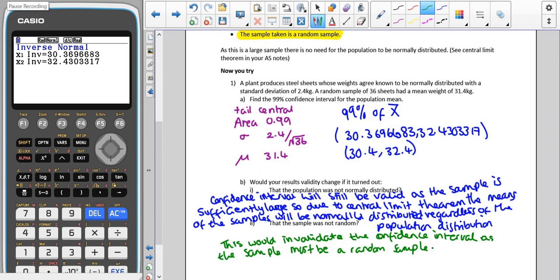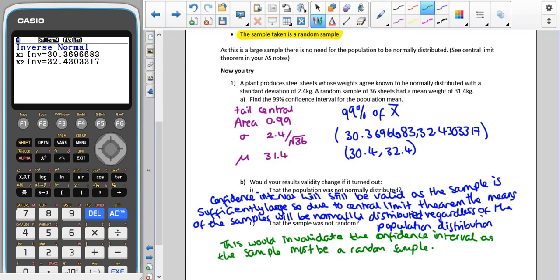Okay, so hopefully you've given the Now You Try question a go. So here we have a plant that produces steel sheets whose weights are known to be normally distributed with a standard deviation of 2.4. So that is our population standard deviation. A random sample of 36 sheets, so that's our large sample, has a mean of 31.4 kilograms. Find a 99% confidence interval for the population mean.